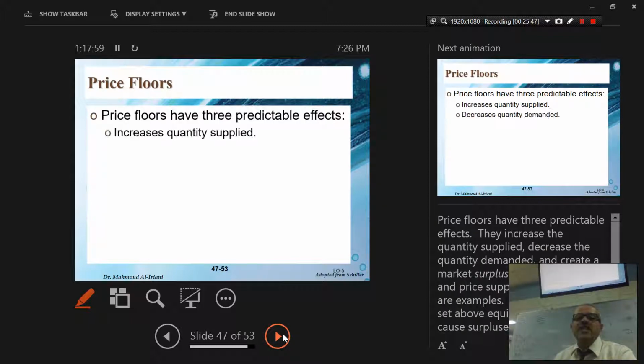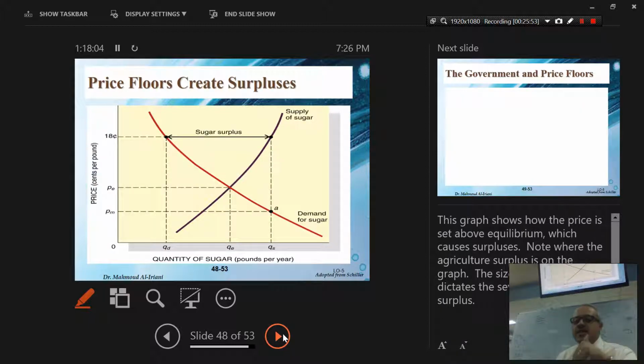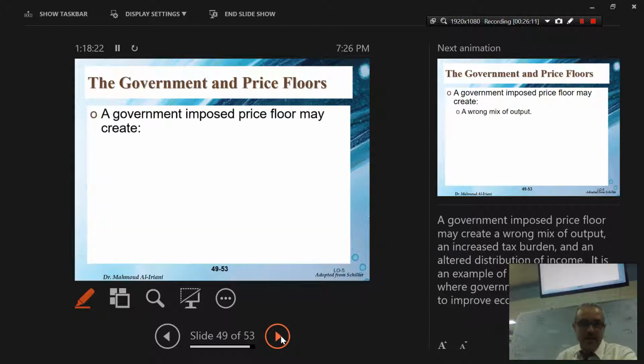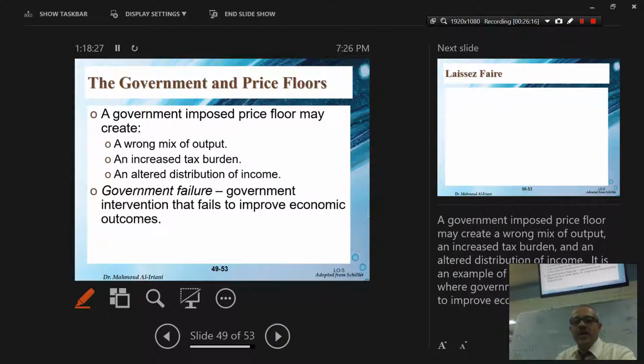Now, price floor is exactly the same story, but the other side. This is the supply. This is how much is equilibrium. This is how much is going to be demanded, and this is how much is going to be supplied, QS. And this is going to be the price floor. Governments impose these for maybe these reasons: to correct the wrong mix of output, increase tax, alter distribution of income.